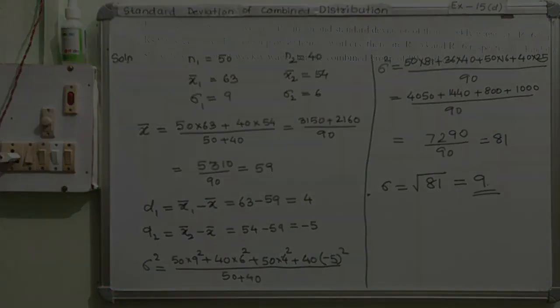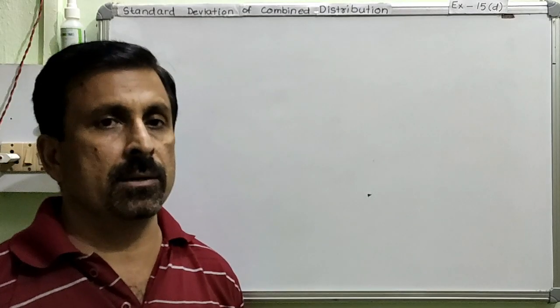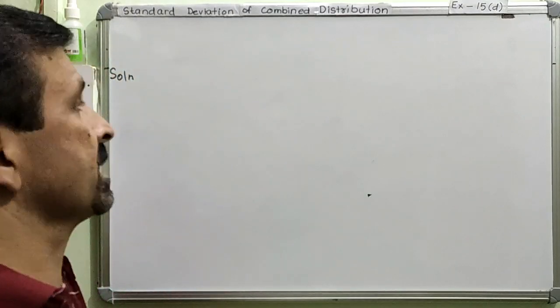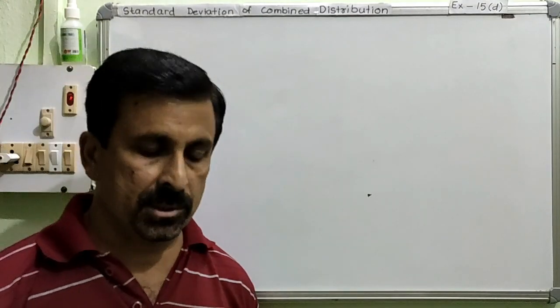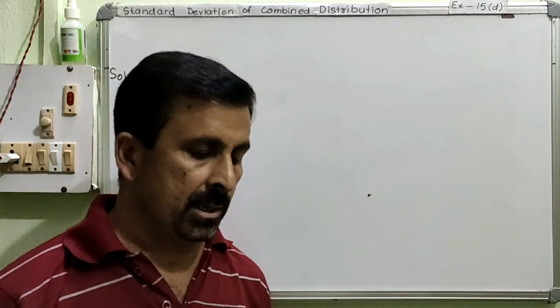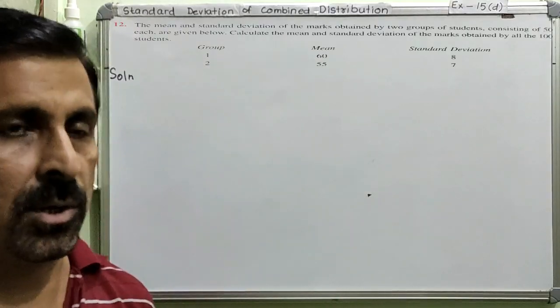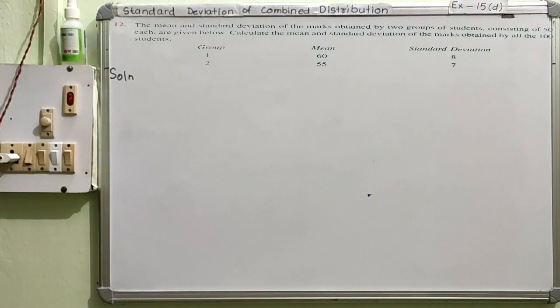Let us take one more question for calculating the standard deviation of combined distribution, and that will be the last question, question number 12. So look at the board, and then I'm going to read out question number 12. There is a table given. Can you see that? There are two groups in this question, group 1 and group 2. This group name is not important for us. What is important is the mean and the standard deviation.